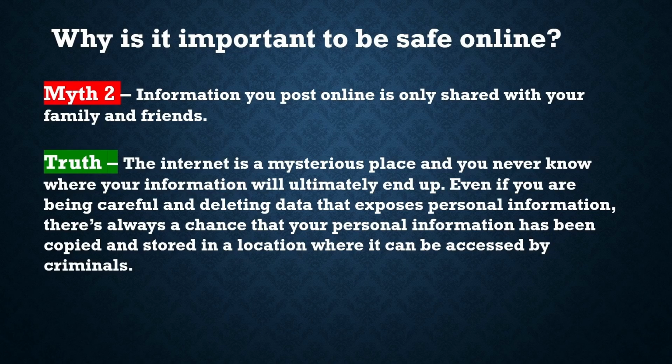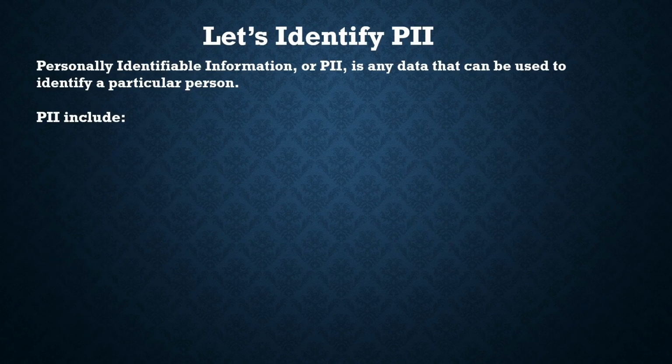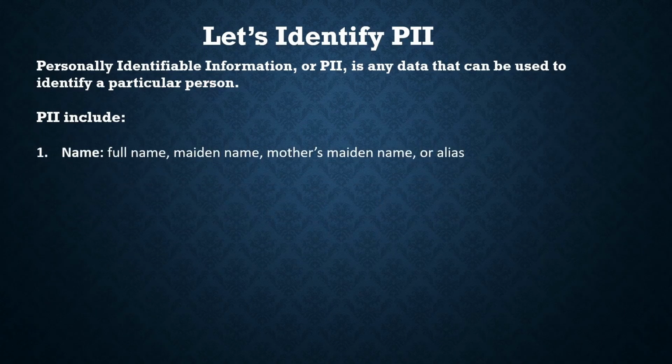So don't share a lot of information about you and your family and your relationship status. Let's identify PII. The PII include your name. In name, we have full name, maiden name, mother's maiden name, or alias. You don't have to share this information with anybody. I'm just sharing all the possible PII in this slide.